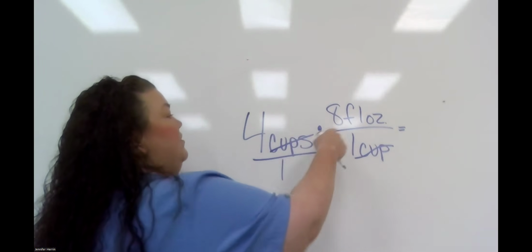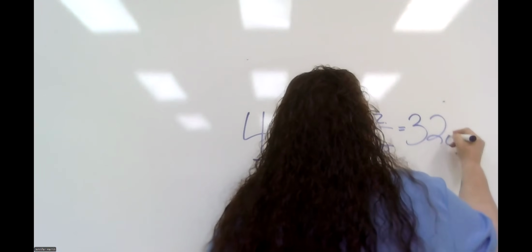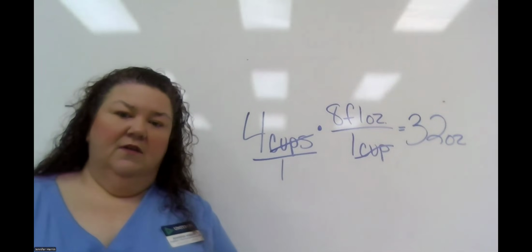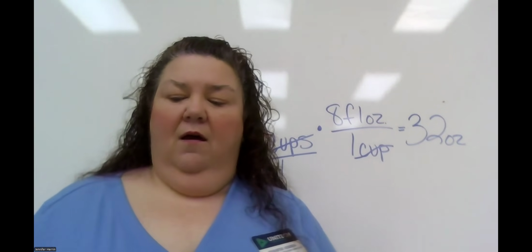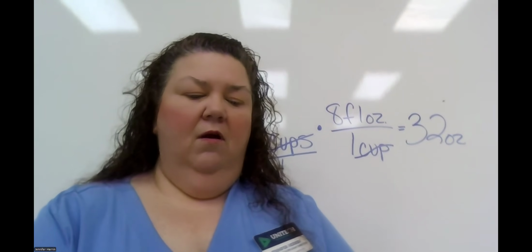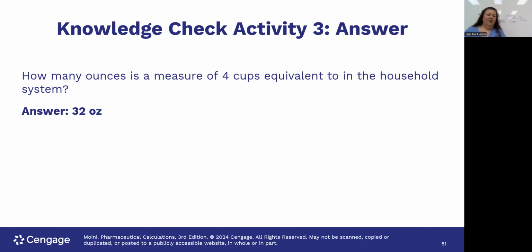Really just need to do 4 times 8, which is 32 fluid ounces. I just wrote ounces there. So let's get back to our PowerPoint and see if we are correct. All right, so let's see how we did. And our answer came out correct. 32 ounces contained in those 4 cups.